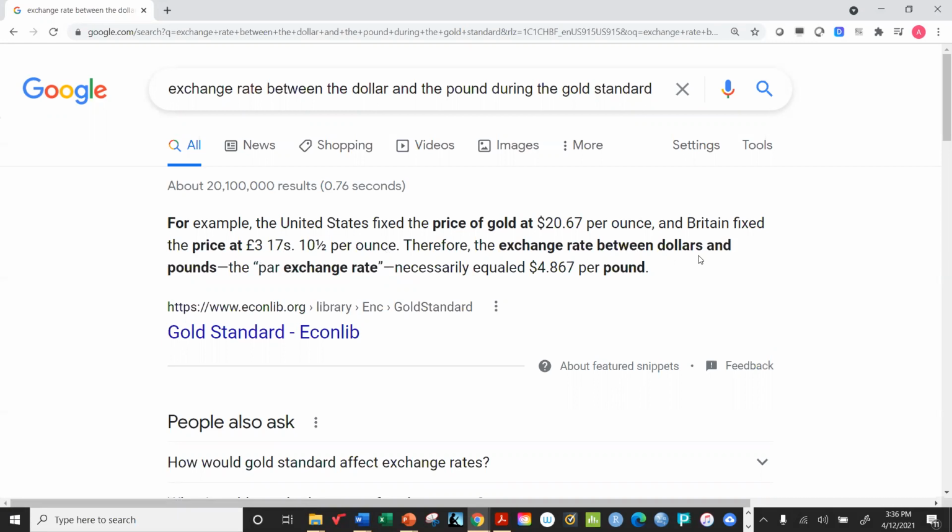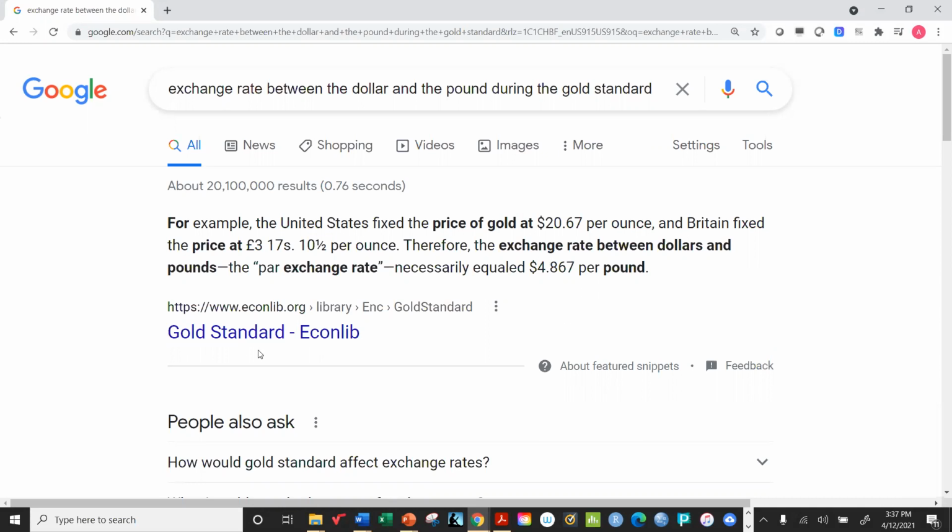And therefore, the exchange rate between the two must be the ratio of those two, which is $4.867 per pound. So in other words, exchange rates in this system are uniquely determined by how much gold each currency could buy. And that's how it came about. Not so much by fluctuations in the marketplace, not by changes in supply and demand, but by how the currency was defined in terms of gold.